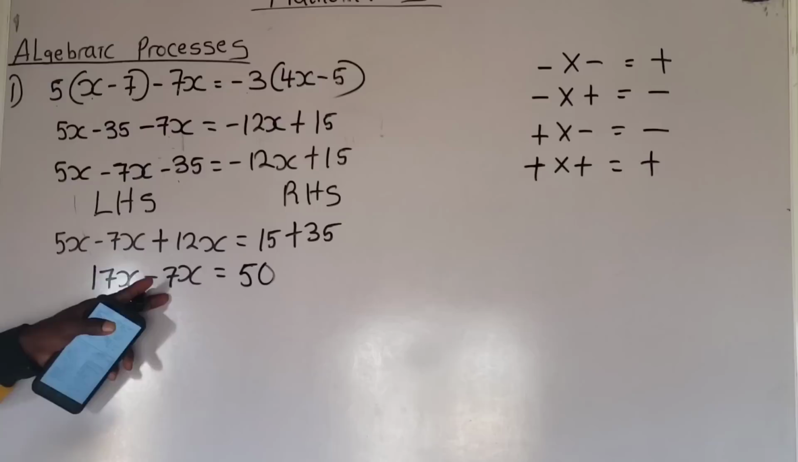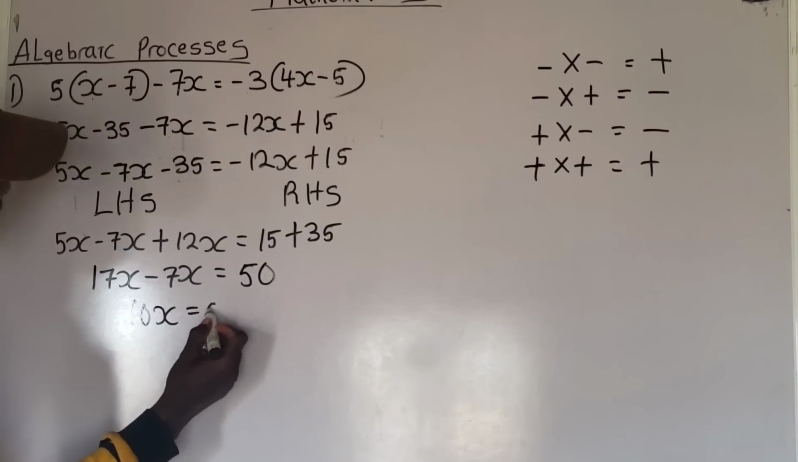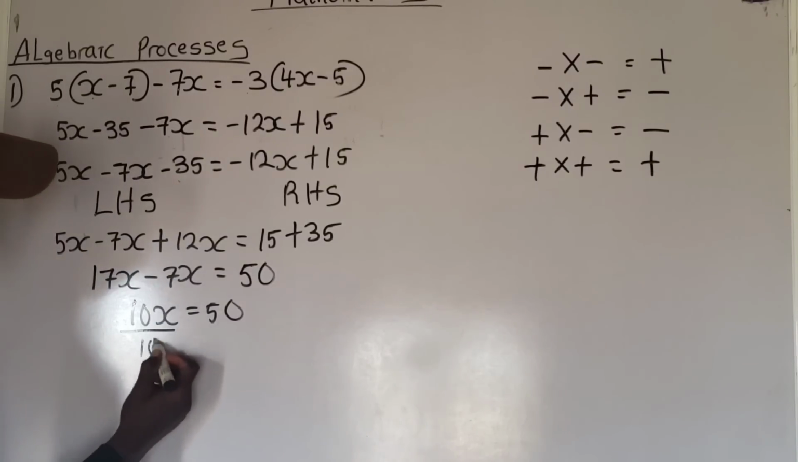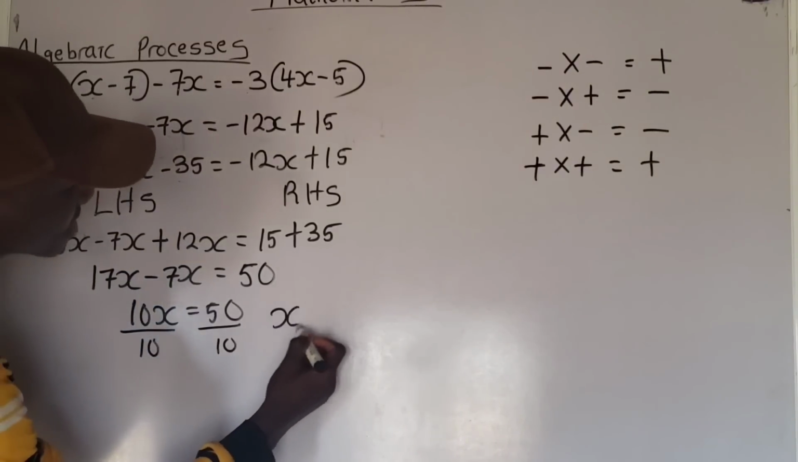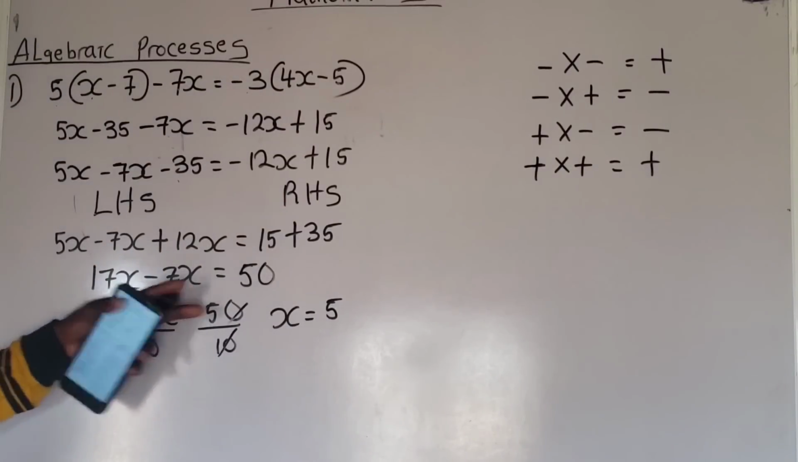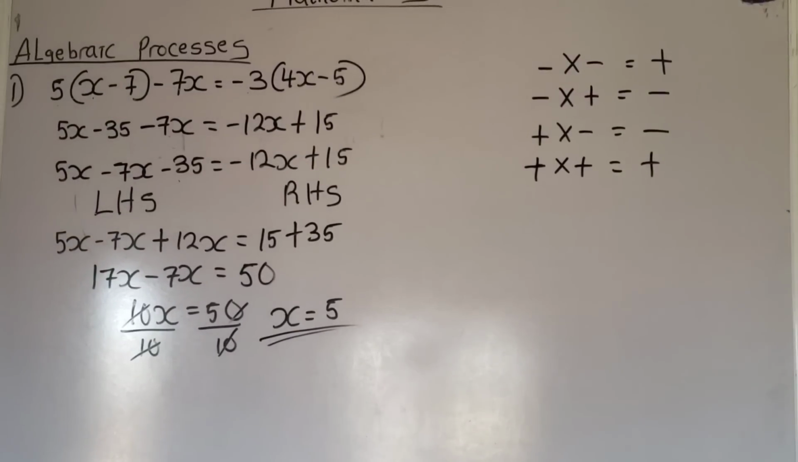Now 17x negative 7x, that is what? 10x. 10x is equals to 50. Now the next step here is to divide both sides by what? 10. Okay, so I'm going to have this divided by 10 and this divided by 10. So I'm going to have x is equals to what? 5. Okay, this will cancel this. So I'm left with what? 5. X is equals to 5. So that is the solution to the question.